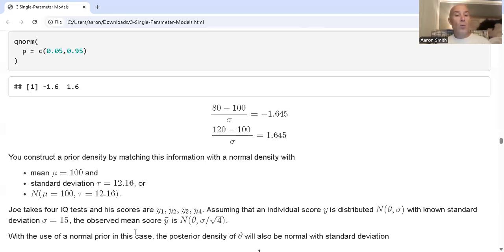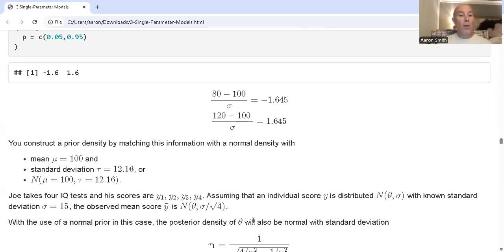His scores are Y1, Y2, Y3, and Y4. Assuming that an individual score is distributed normal with mean theta and known standard deviation sigma of 15, then the observed mean score is going to be normal, centered at theta, and the standard deviation is going to be sigma divided by the square root of 4, or 7.5, since we're taking the average of the scores.